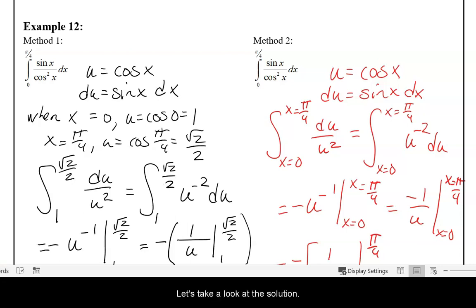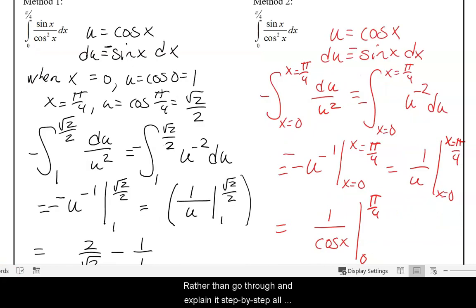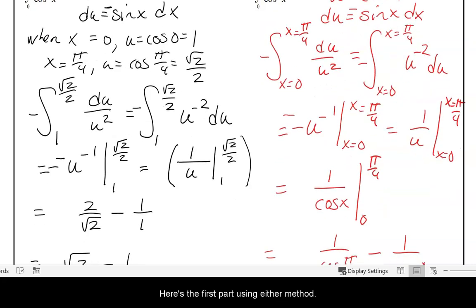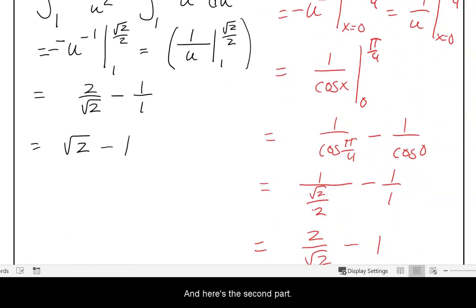Let's take a look at the solution. Rather than go through and explain it step by step, I'll instead give you a few minutes to pause the video on each section so that you can follow it all the way down and make sure you've solved it correctly. Here's the first part using either method. And here's the second part.